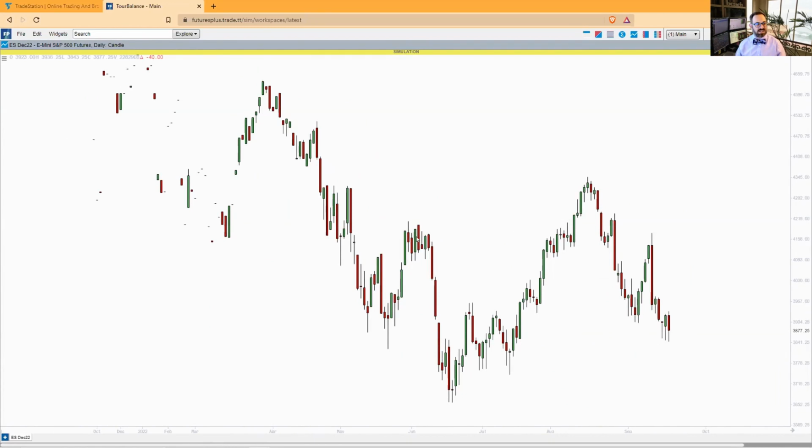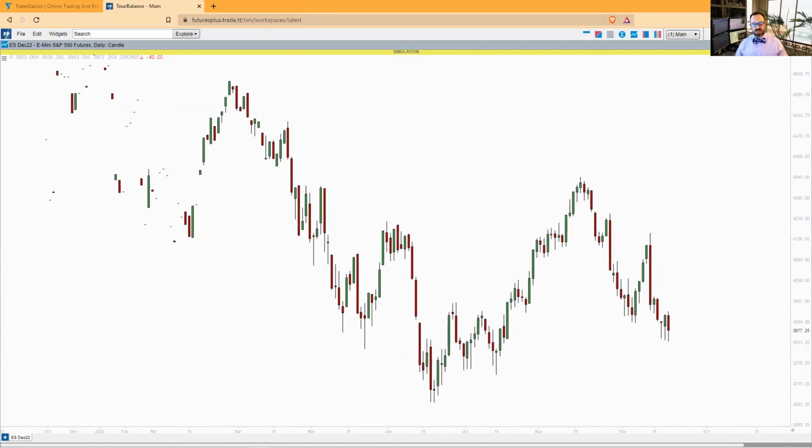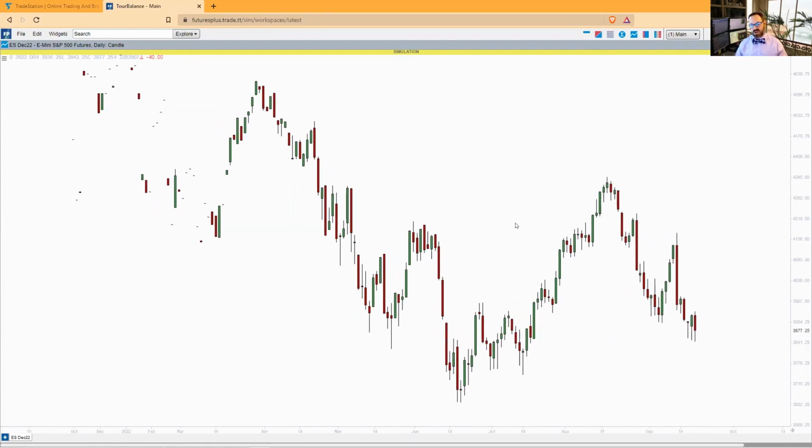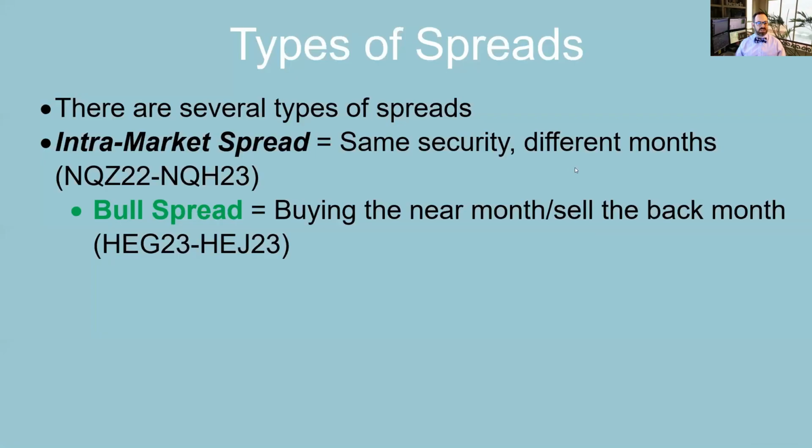So I'm not getting the continuous contract. But again, I wouldn't really need to use it for this purpose. So I'm not going to bother looking at it. But yes, typically it is @ES for continuous contract.